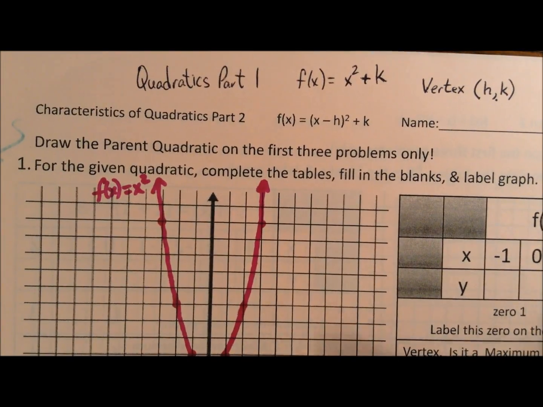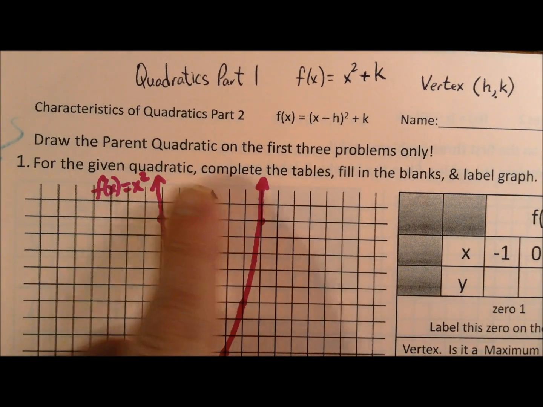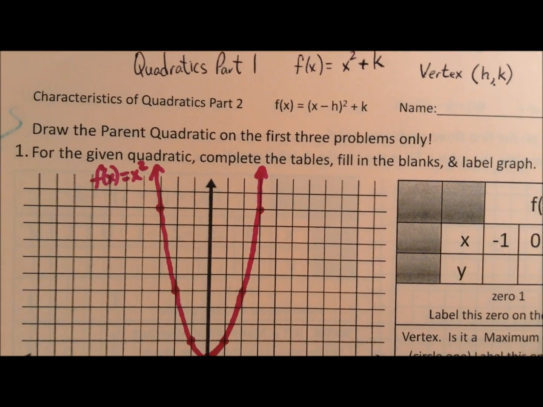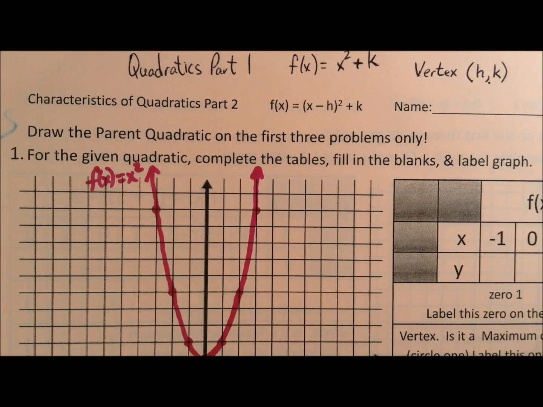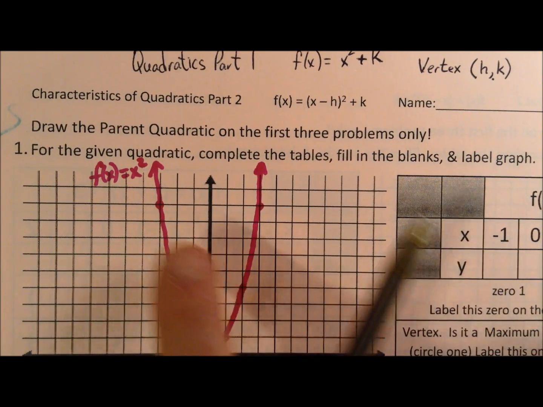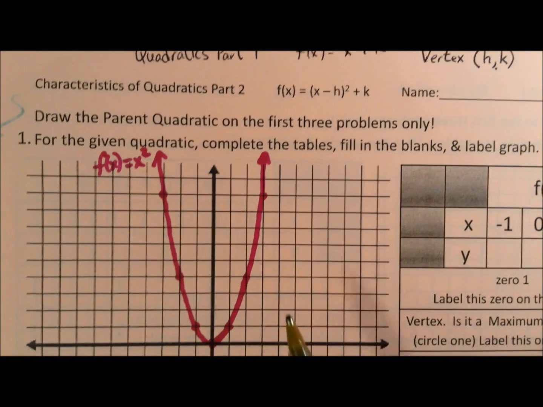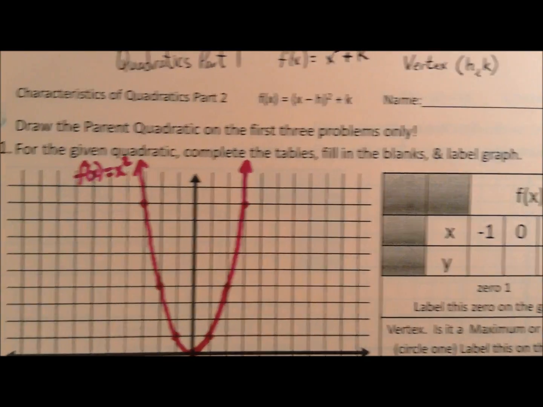Now, the instruction today, you only have to draw the quadratic parent on the first three problems, okay? If it helps you out, I would suggest that you do it on all your problems, okay? Now remember, the parent is the most basic. It's f of x is equal to x squared, okay? And here is my sketch of this already.